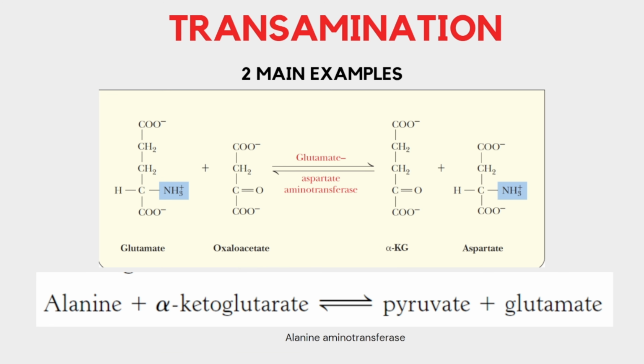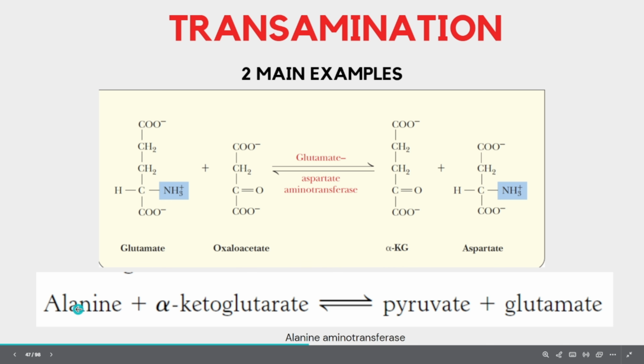So using an example, one example is glutamate and oxaloacetate. When glutamate transfers the amino group to the oxaloacetate by using the enzyme glutamate aspartate aminotransferase, they will form aspartate. This is another amino acid, right? Not amino acid, another molecule, aspartate. And then the glutamate will change to become alpha ketoglutaric acid.